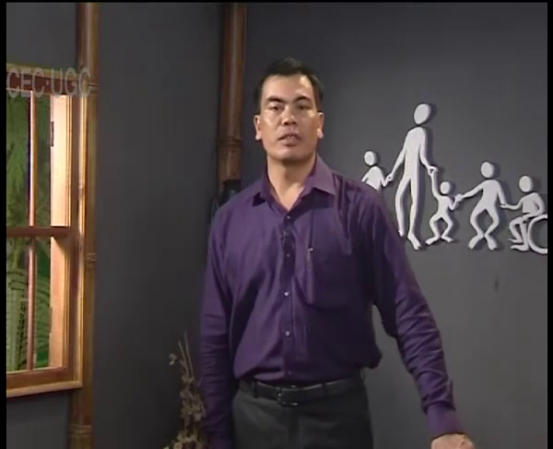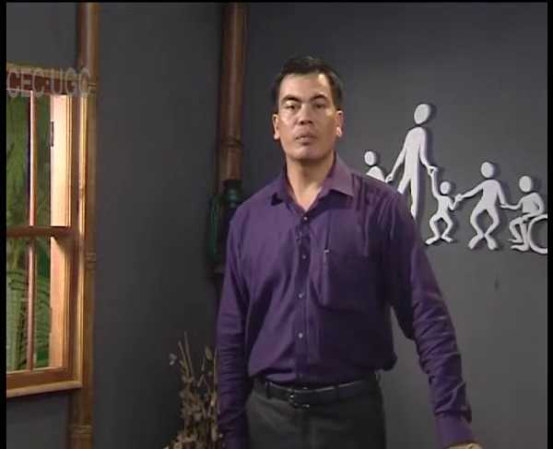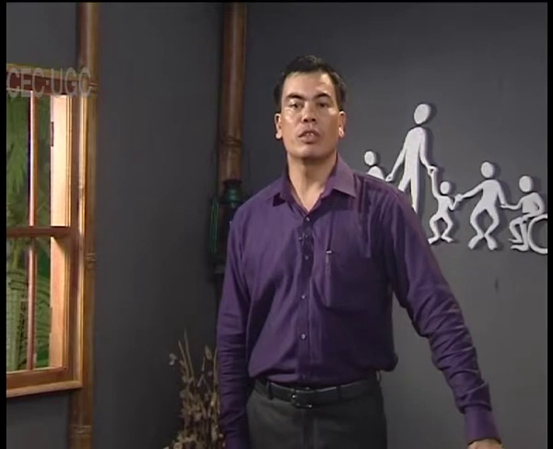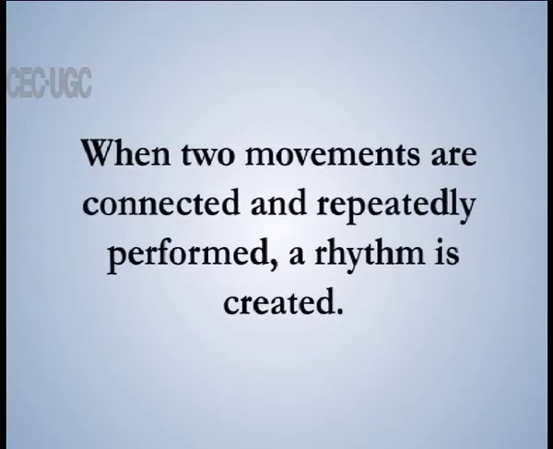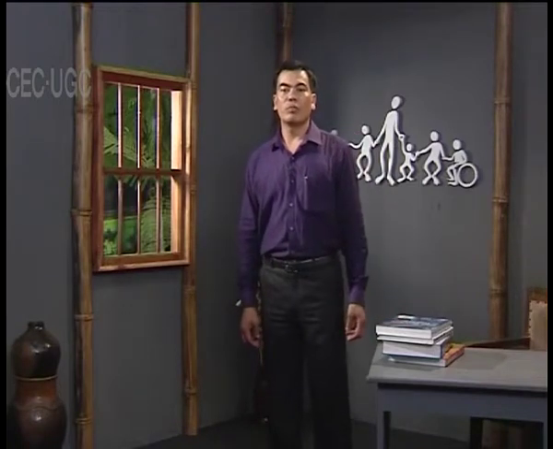various rhythmic patterns. In their simplest form, rhythmic movement can be described as a balance of contracting and expanding movement that are connected and repeated, such as inhaling and exhaling. When two movements are connected and repeatedly performed, a rhythm is created. As an integral part of the movement, rhythm can be said to characterize the quality of movement.